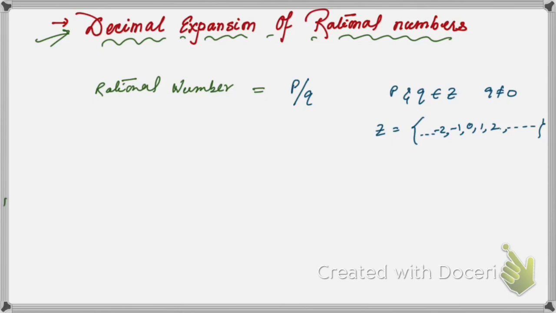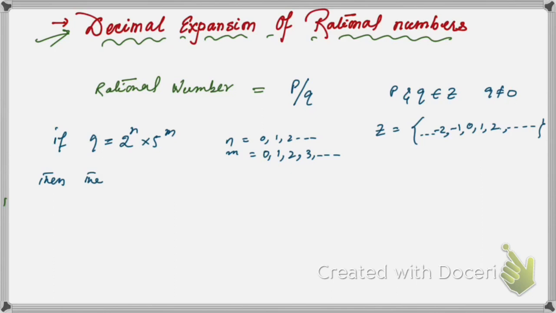Now you see, if the factorization of q consists only of 2's and 5's, that is 2 to the power n into 5 to the power m, where n and m are 0, 1, 2, 3, and so on, right? Then the decimal expansion will be terminating.